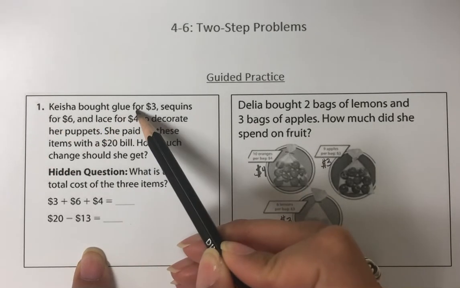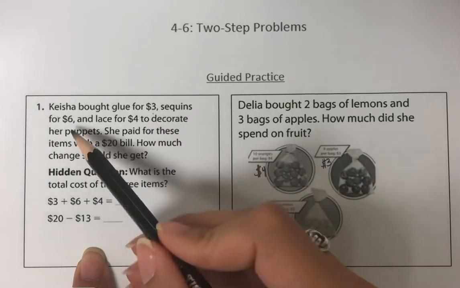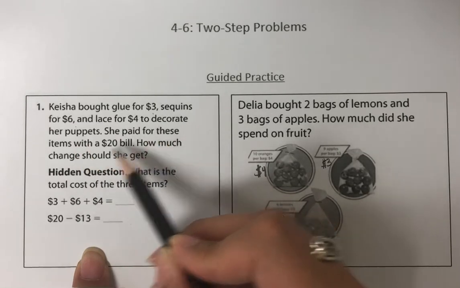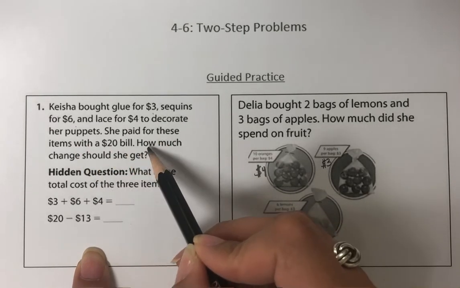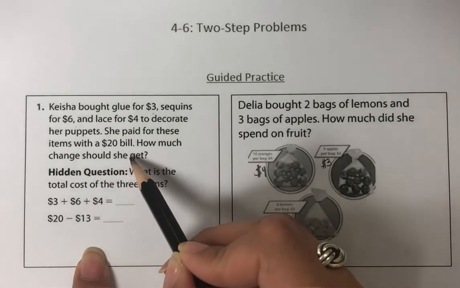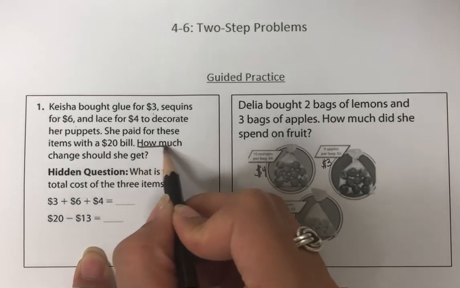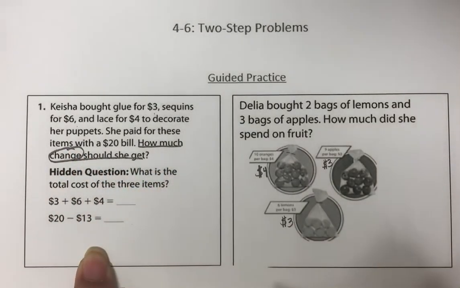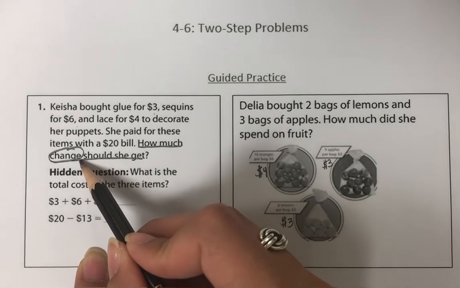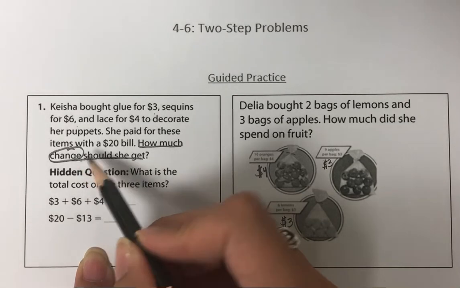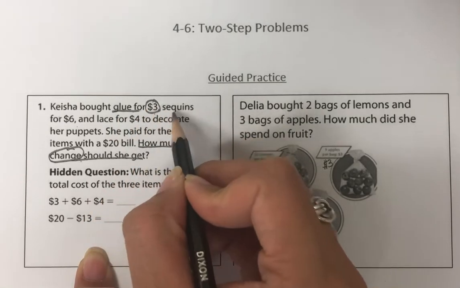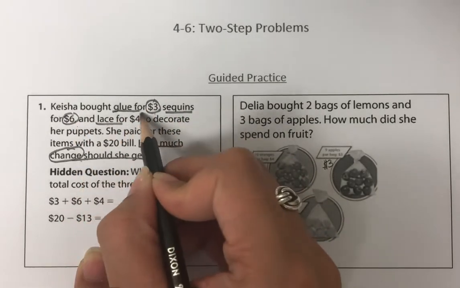Keisha bought glue for $3, sequins for $6, and lace for $4 to decorate her puppets. She paid for these items with a $20 bill. How much change should she get? So let's take a look at that question right here. We want to know the amount of change. How much change will she get? Well, there is a hidden question. Before we can figure out how much change she is going to get, we first have to calculate the total amount of money that she paid for the glue, the sequins, and the lace.